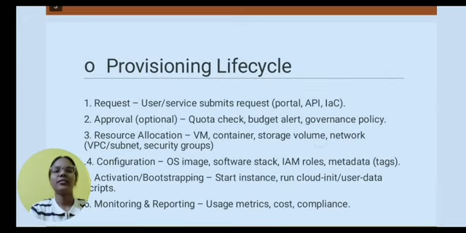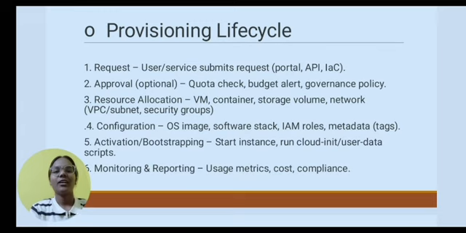The next topic is the provisioning lifecycle, in which we have request, approval, resource allocation, configuration, activation, and monitoring and reporting. We start with the request from the user. Firstly, the user will submit the request through the portal or through an API. Approval is optional, and it is done based on the organization's policy. In resource allocation we have virtual machines, containers, storage volumes and network.